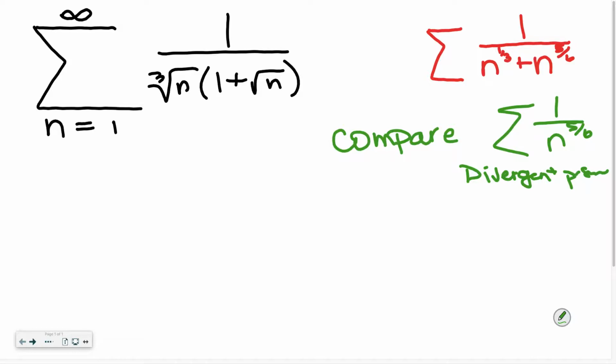Does that make sense? Like if we're comparing to a divergent series, then our original series has to fit over it. It has to be bigger because then we know it would also have to diverge. And since this is not bigger than this, we're going to have to settle for limit comparison. Jackson, did I answer your question and all of that?